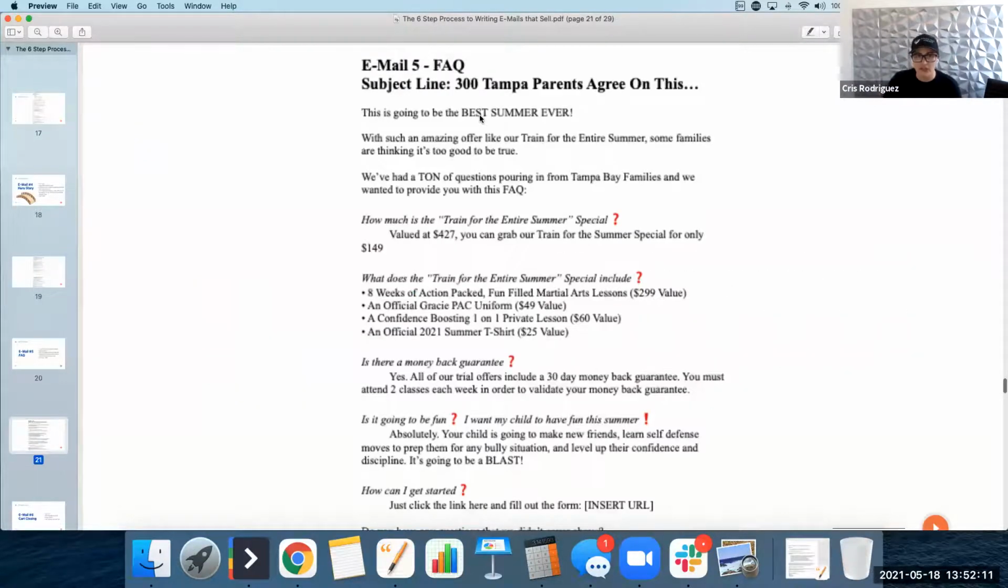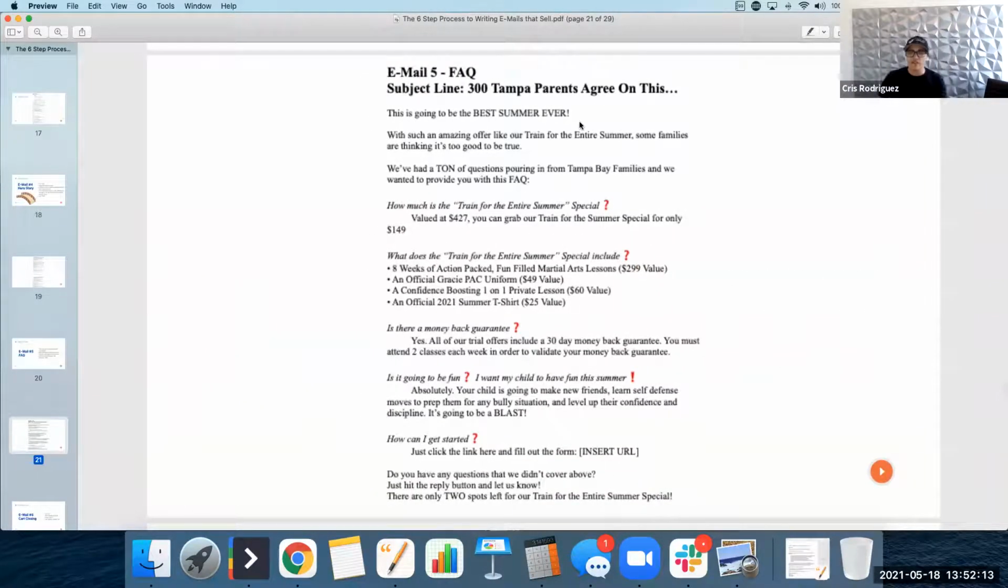Okay, so this is what it looks like. FAQ, email number 5, subject line, 300 Tampa parents agree on this. This is going to be the best summer ever. With such an amazing offer like our Train for the Entire Summer, some families are thinking it's too good to be true. We've had a ton of questions pouring in from Tampa Bay families, and we wanted to provide you with this FAQ.